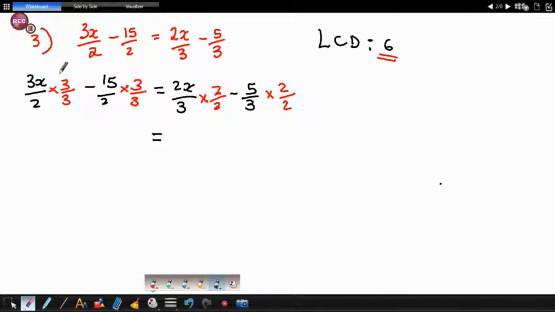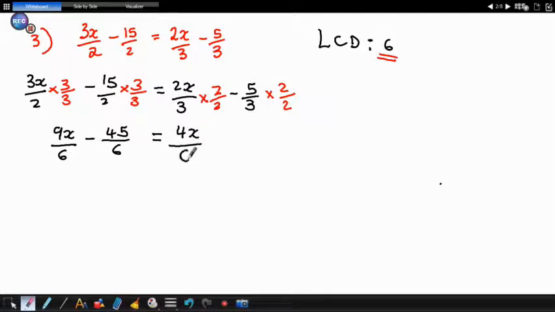Let's just go numerator times numerator, denominator times denominator. So we're going to have 3x times by 3, which will give you 9x over 6, right? And then we'll have minus 15 times by 3, which will give you 45 over 6. And then 2x times by 2, which will give you 4x over 6. And then we'll have minus 5 times 2, which will give you 10 over 6.